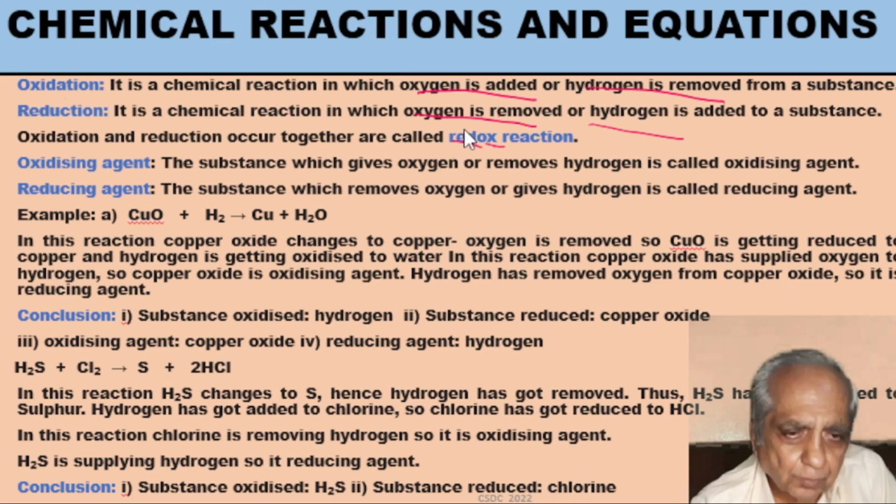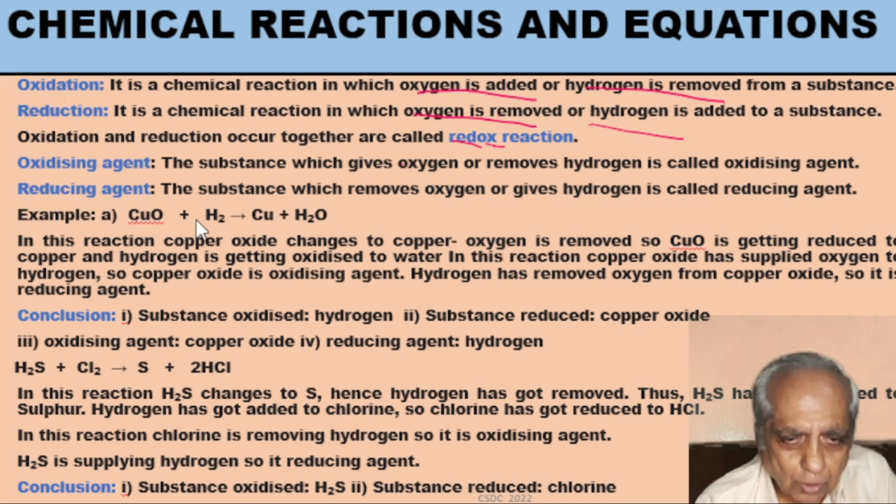Now the substances for which oxidation is to be done. The substance which gives oxygen, or removes hydrogen, is called an oxidizing agent. So oxidizing agents are those which give oxygen or remove hydrogen. Reducing agents would be the opposite, which will remove oxygen or give hydrogen. They are reducing agents. Now these things will become clear with the various examples that I am explaining to you.